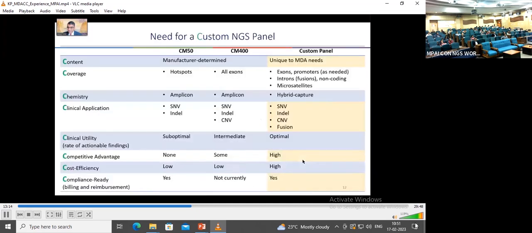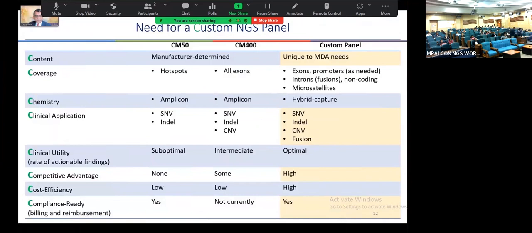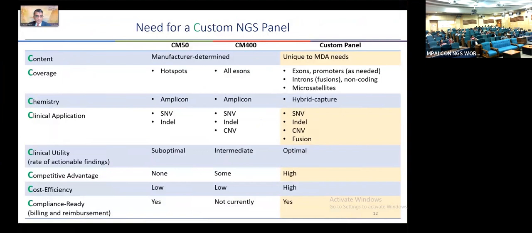During this phase, we tried to move away from the off-the-shelf panels and come out with a custom design. There are lots of C's here which point to the custom design of the panel and its advantages. Obviously with a custom panel, you can control the content. You can come up with the appropriate coverage across the regions which are important for genotyping. We can identify the appropriate chemistry and appropriate clinical application, and it can also provide a unique competitive advantage if you are in such an area.